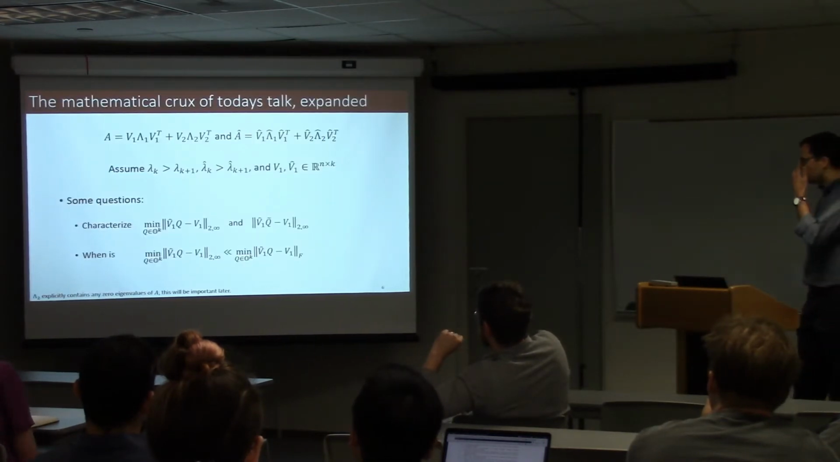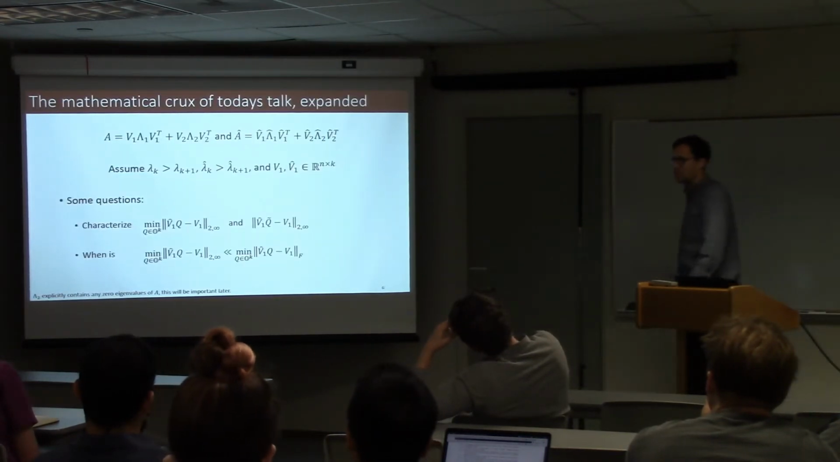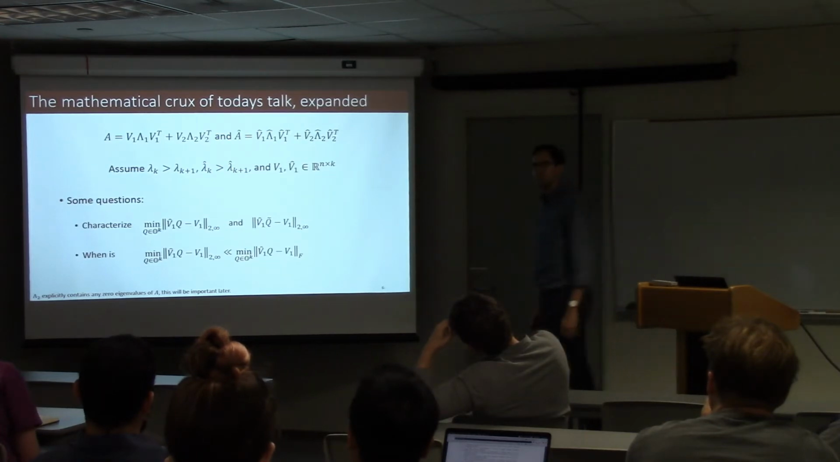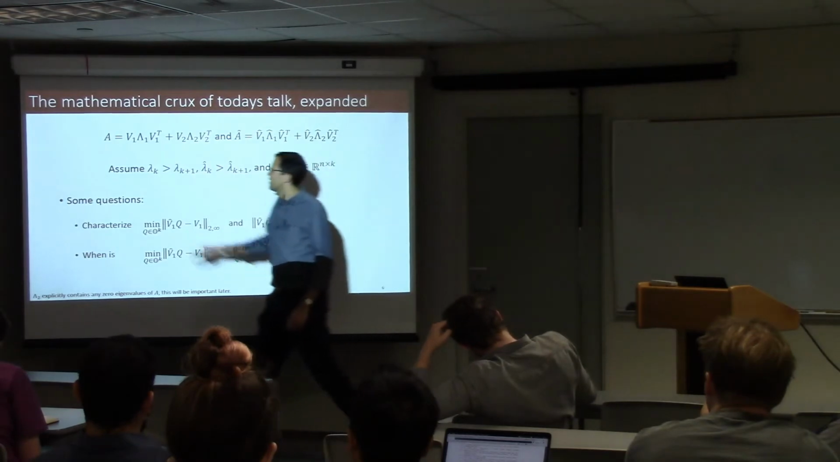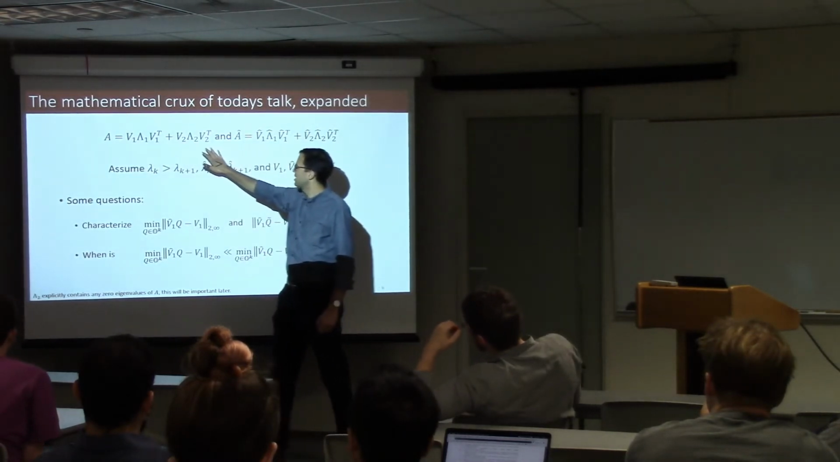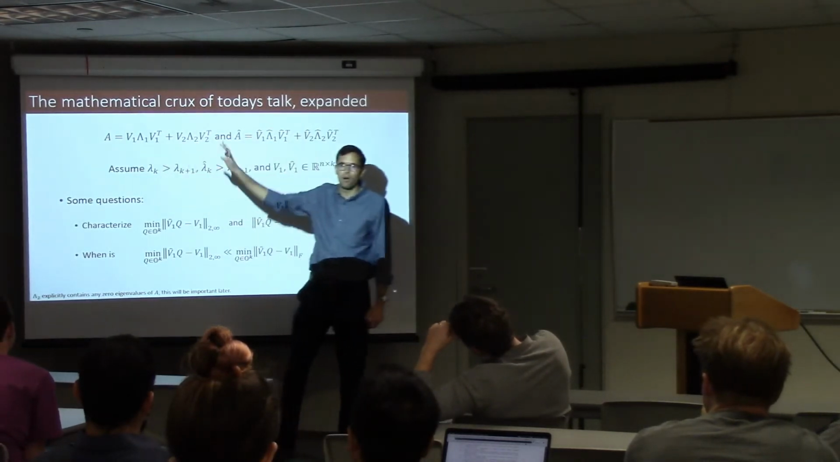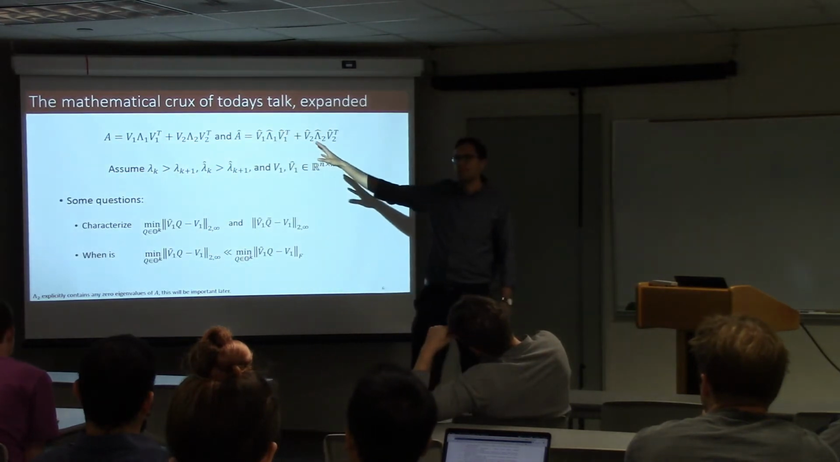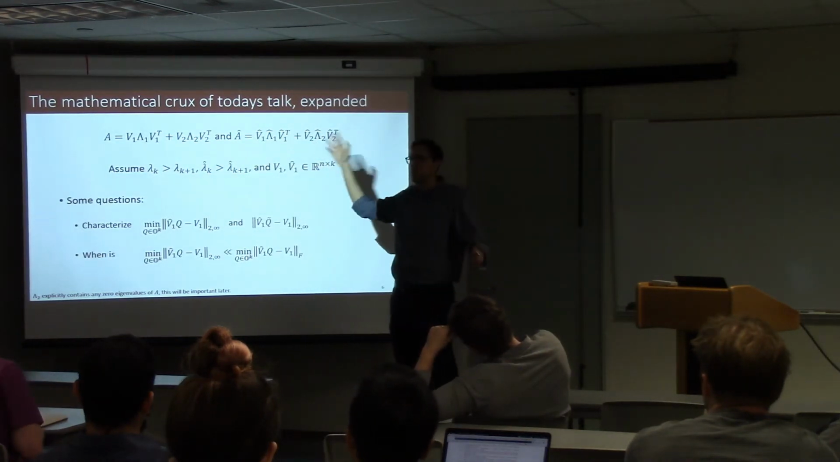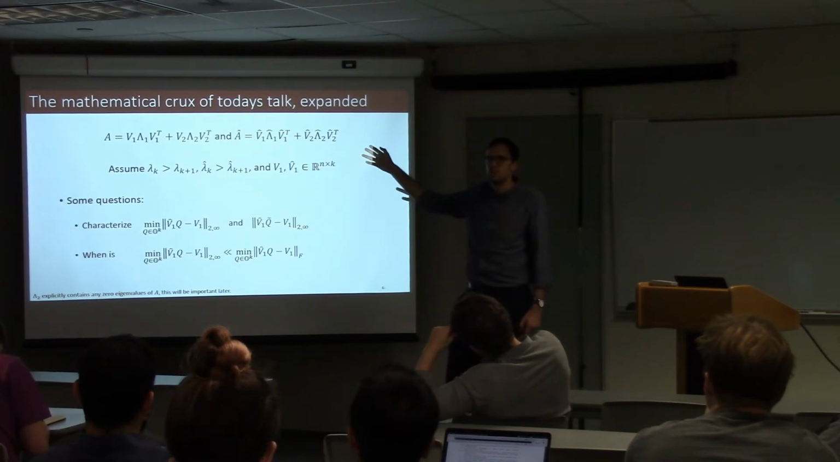Okay, so with that bit of notation, let's look at the slightly expanded version of today's talk, or the technical thing I'm interested in, which is, now let's say that I have a matrix A, and I split its spectrum into 2 pieces. A part I care about, which is going to be lambda 1, and a part I don't care about, which is lambda 2, okay?